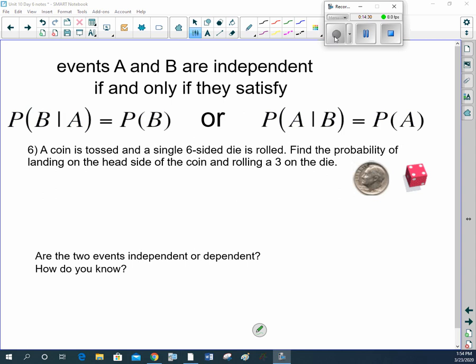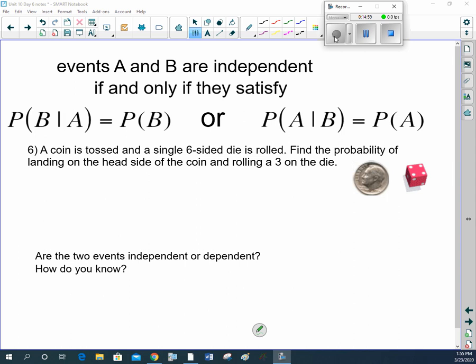Okay, I'm going to go ahead and answer this first question. We're going to find the probability of landing on the head of a coin and then rolling a 3 on the die. So my intuition is that these are independent events. We talked about this in an earlier lesson: flipping a coin and rolling a die, what I get on one has no bearing on the other. So I really think that these are independent. But we're going to work through that proof to show you how you can prove that algebraically with the numbers.